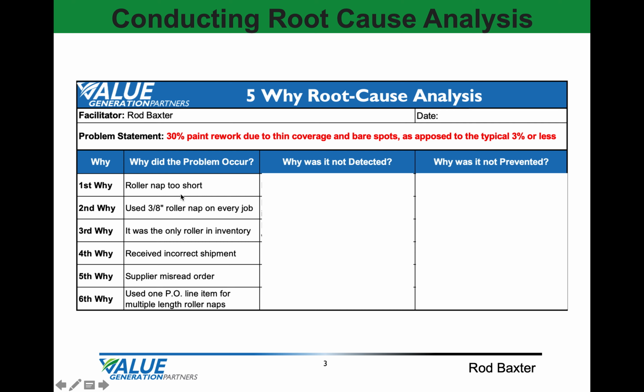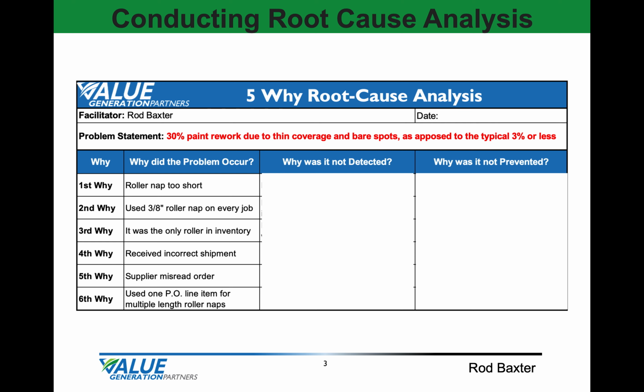The roller nap is too short. So why? Because we used 3/8 inch roller nap on every job. And why is that? It was the only roller nap in inventory, and it's because we received the incorrect shipment. Why? Because the supplier misread our order. And why is that? Well, we used one line item on our purchase order for all different lengths of roller nap, and 3/8 was the first one on the line item, so that's what we received a quantity of.